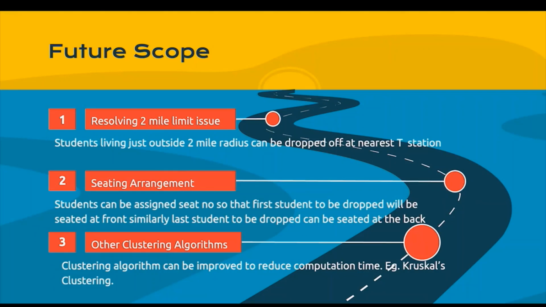Seating arrangement. Students can be assigned seat numbers so that the first student to be dropped will be seated at the front. Similarly, the last student to be dropped can be seated at the back. This is something that we have observed during our trips on the Red Eye. Number 3, other clustering algorithms. Currently, we are using the K-means clustering algorithm, but we can improve this by using other clustering algorithms like Kruskal's clustering.